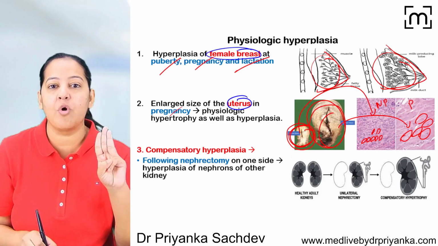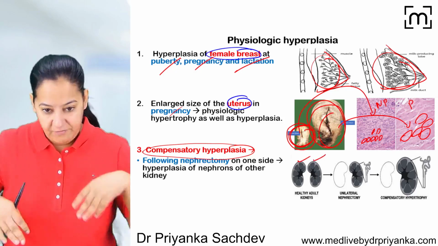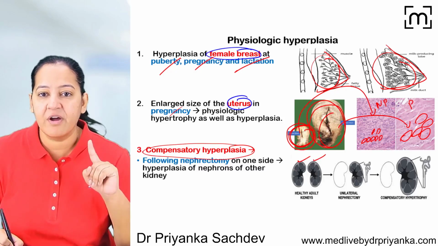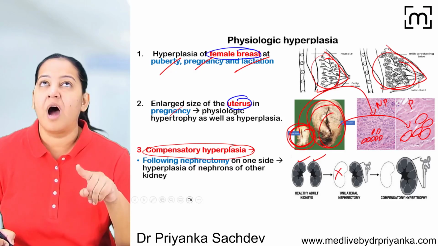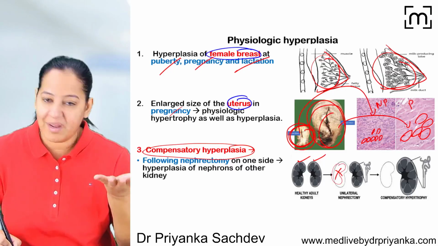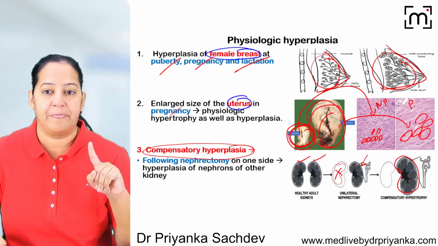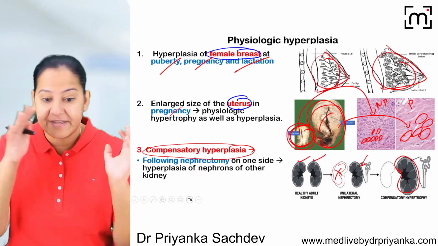Third is compensatory hyperplasia. What do you mean by compensatory hyperplasia? Humans have a pair of kidneys. We all have a pair of kidneys. Imagine if one of the kidneys is lost, either due to some injury, some tumor, or it is donated to someone else. One of the kidneys is lost, so the other kidney will increase in size. It's not a disease. It will increase to compensate for the loss.